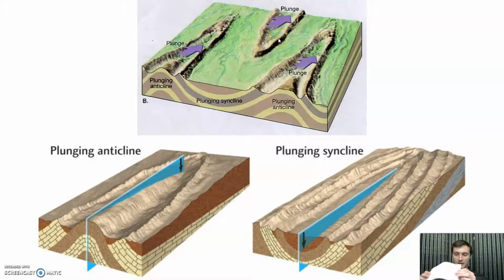A syncline would be the opposite. So if I flip this upside down, we make a syncline, and now I plunge it towards the camera. What is this going to look like at the surface? It's going to look like this, right? The direction of plunge is away from the arch.